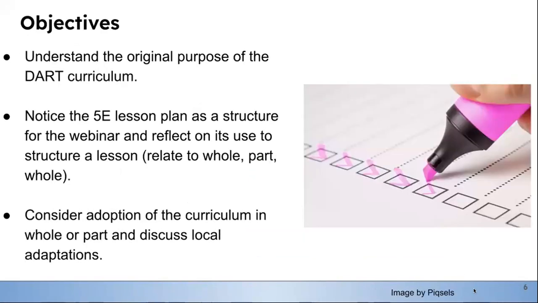So the original DART curriculum is a proprietary curriculum owned by Tyson's Foods, but we're hoping that today, after coming to this webinar, you'll be able to understand its original purpose and notice how they use the 5E lesson plan to convey their objectives, language learning opportunities and practice, and to structure their lessons. And then you will be able to consider adoption of activities, lessons, or the entire curriculum as a way to support the learners that you work with.